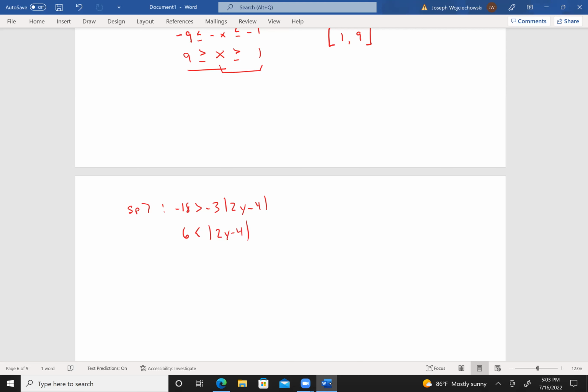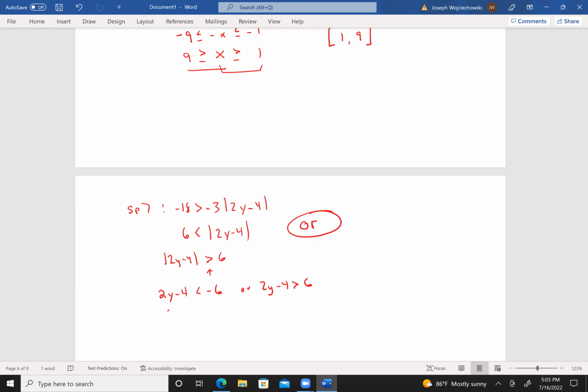Now this is backwards of what we're normally dealing with. So I could do this. 2y minus 4. Now note it's greater than, so I'm going this way. So this is greater than, which means it's going to be an or statement. So from the or statement, we have 2y minus 4 is less than -6, or 2y minus 4 is greater than 6.